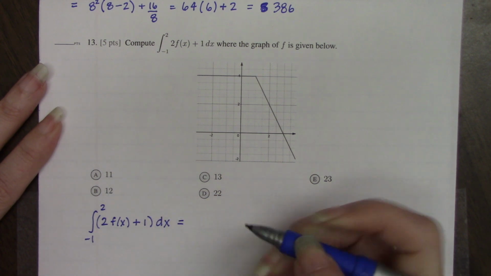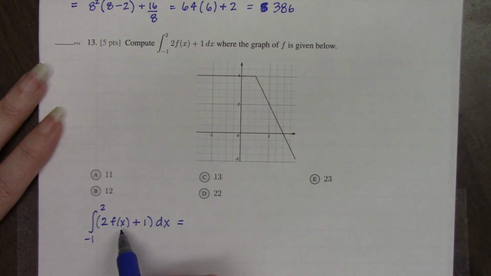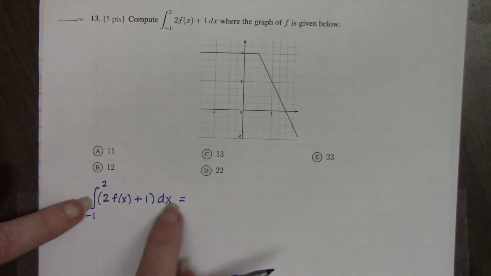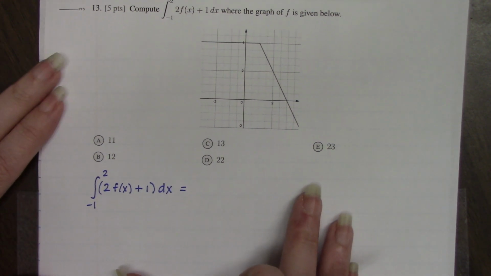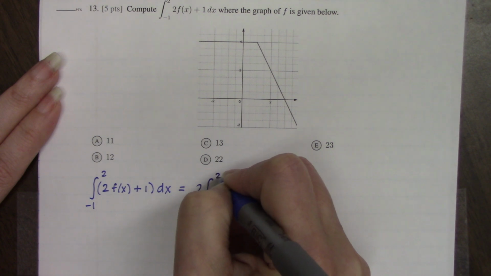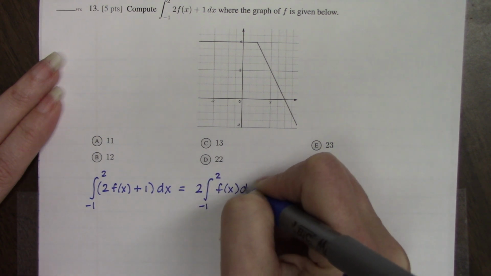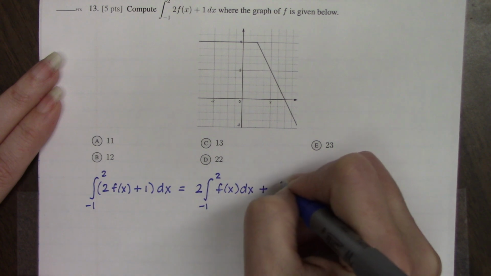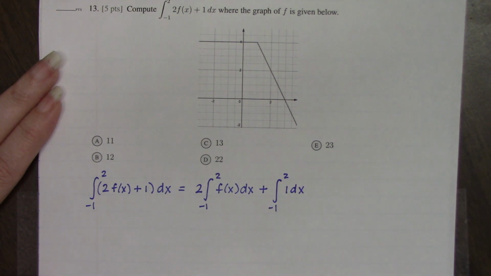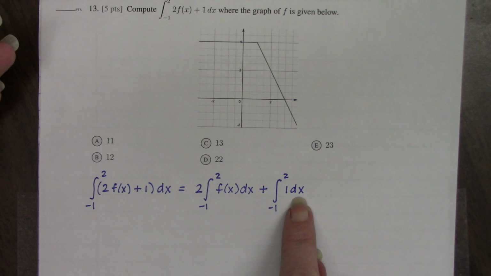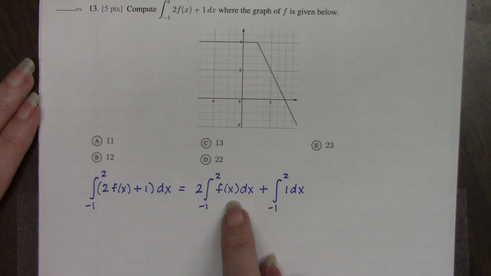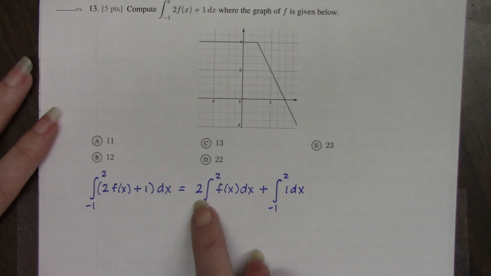And let's break this apart. So this is just the graph of f. So I need to try to get f of x all by itself. And so what I'm allowed to do with the algebraic properties of integrals is I can write this as 2 times the integral from -1 to 2 of f of x dx plus the integral from -1 to 2 of 1 dx. So this we can actually calculate using the fundamental theorem of calculus. This we can calculate using shape area, and then we can multiply the result by 2.